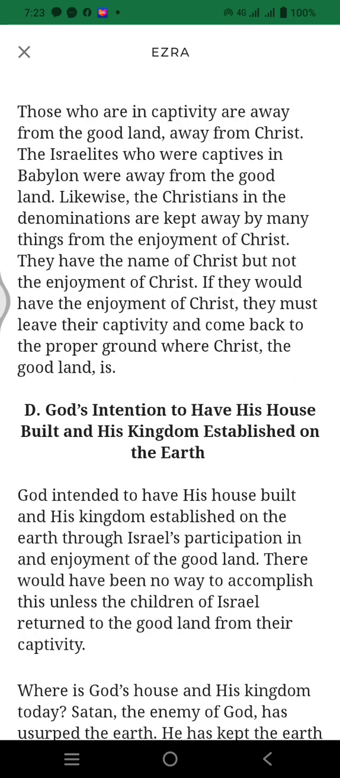Those who are in captivity are away from the good land, away from Christ. The Israelites who were captives in Babylon were away from the good land. Likewise, the Christians in the denominations are kept away by many things from the enjoyment of Christ. They have the name of Christ, but not the enjoyment of Christ. If they would have the enjoyment of Christ, they must leave their captivity and come back to the proper ground where Christ, the good land, is.